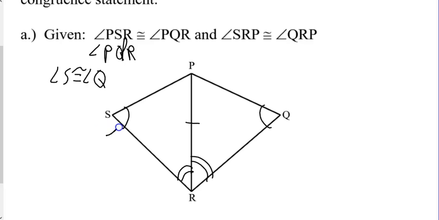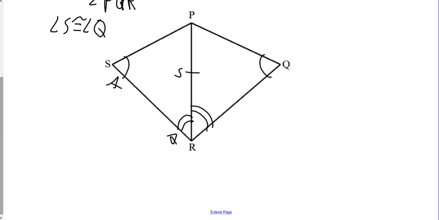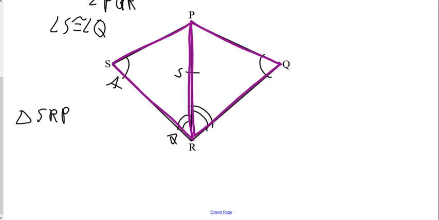So what do we have here? We have AAS. Is that one of our rules? Yes, it is. So we can say triangle SRP, and I went from angle 1 to angle 2 to the third angle and back. So I'm going to start at angle 1 to angle 2 to the third angle and back. QRP is congruent to triangle QRP by AAS.